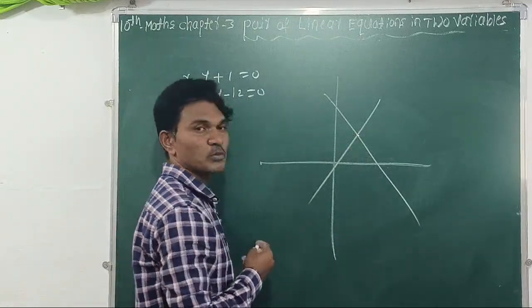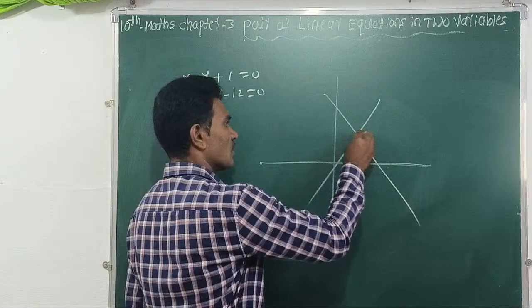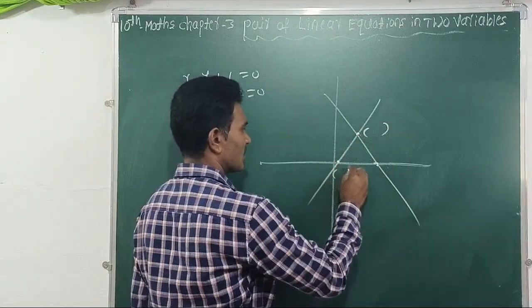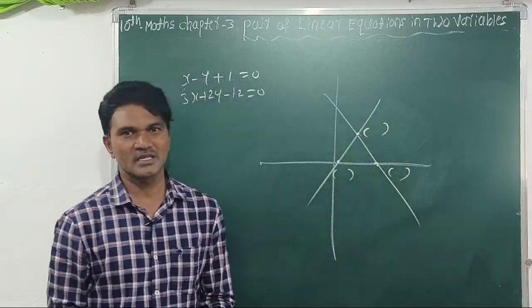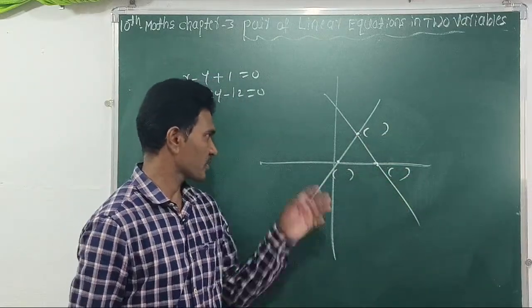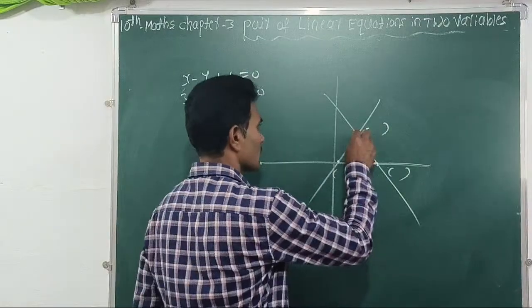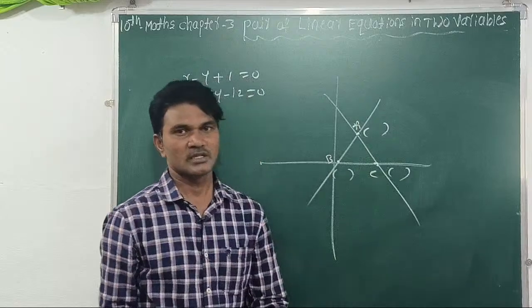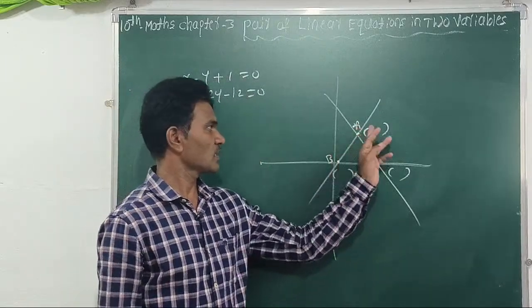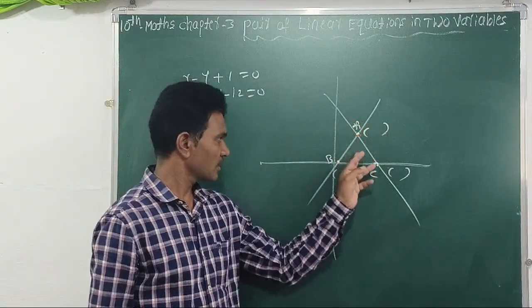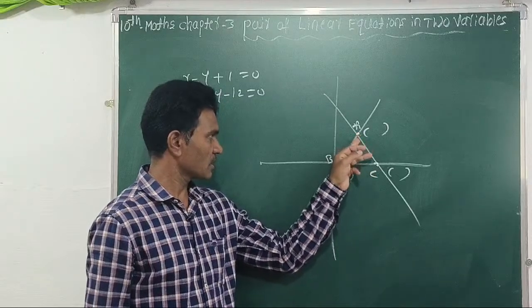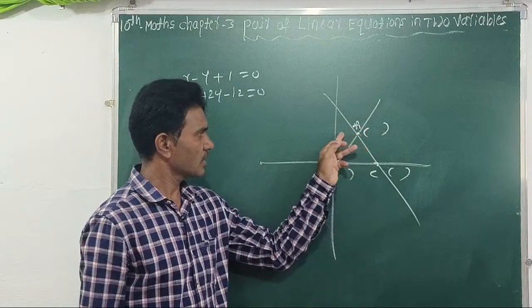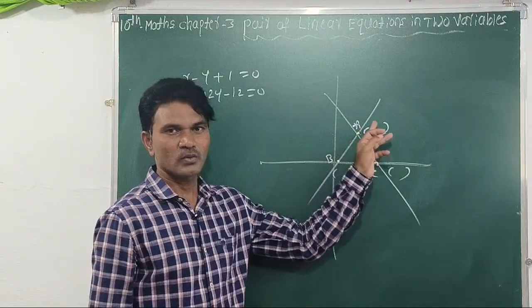After that you have to find out the coordinates of the vertices of the triangle. You can easily find that. Call this vertex as A, this one B, this one C. Here the coordinates of A: draw the perpendicular line to the x-axis, you can get the x coordinate. Draw perpendicular line to the y-axis, you can find the y value.